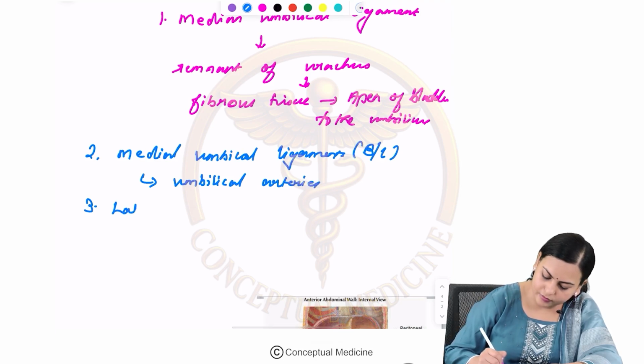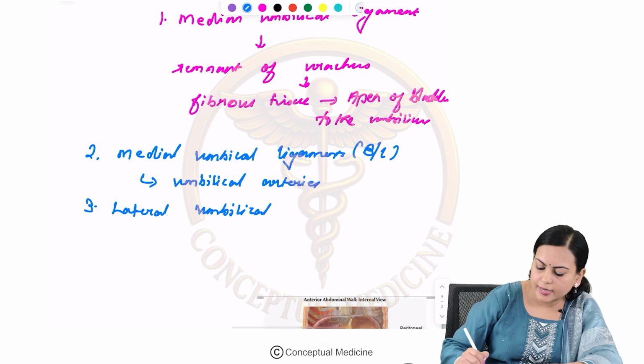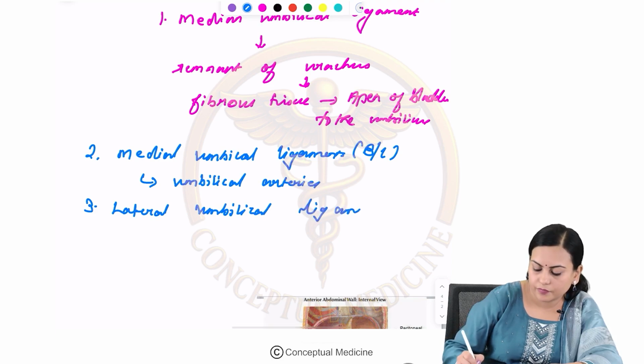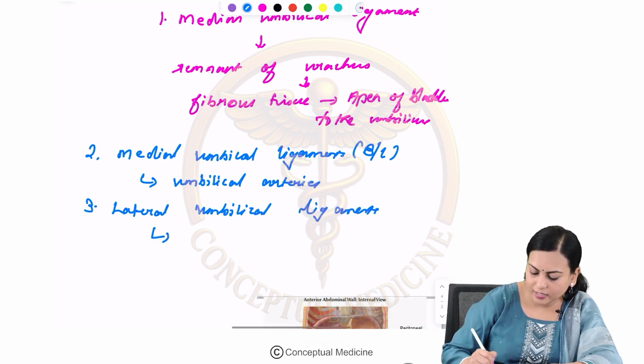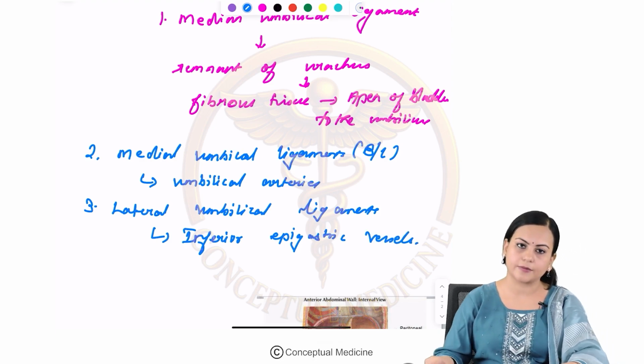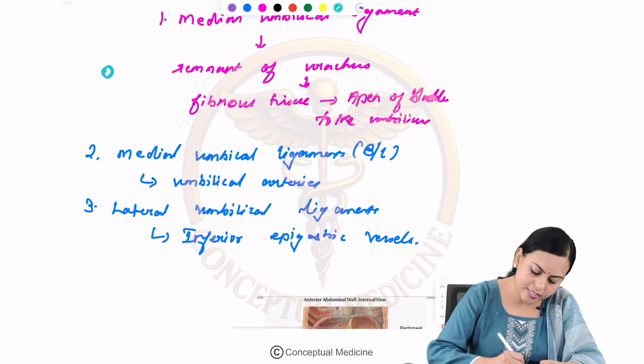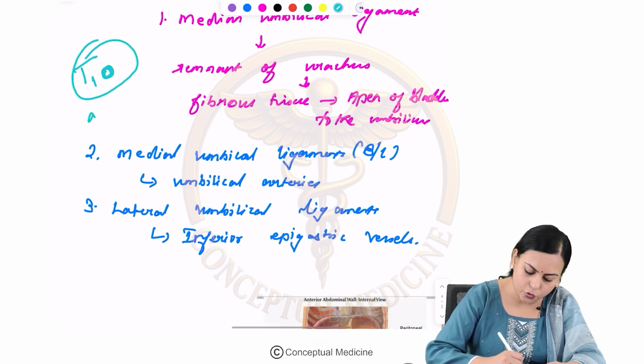Then come the lateral umbilical ligaments that will contain the patent inferior epigastric vessels. Nerve supply of umbilicus, just like how it is seen round, so it is T10 dermatome.